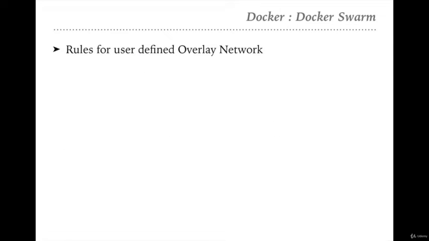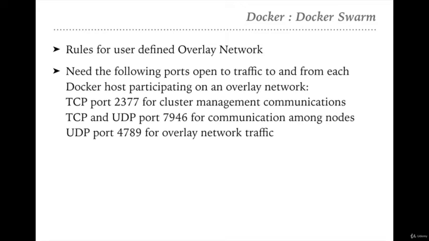There are some rules when we are defining the overlay network. The first rule is that a few ports need to be open on the Docker host machine. You need the following ports open for the traffic to and from each Docker host participating in the overlay network: TCP port 2377 for cluster management communication, TCP and UDP port 7946 for communication among the nodes, and UDP port 4789 for the overlay network traffic. These three ports should be available on the Docker host machine if we are creating a user defined overlay network.